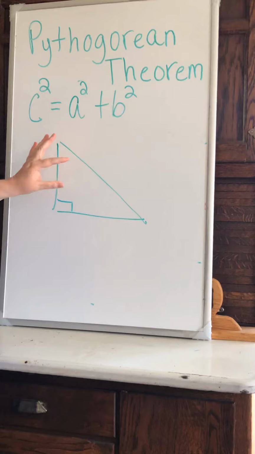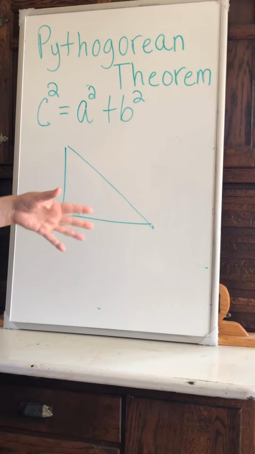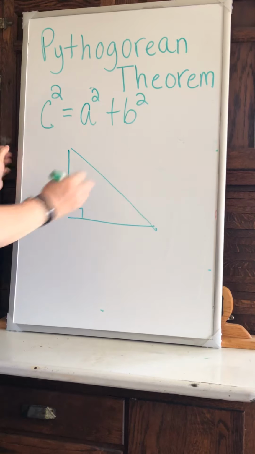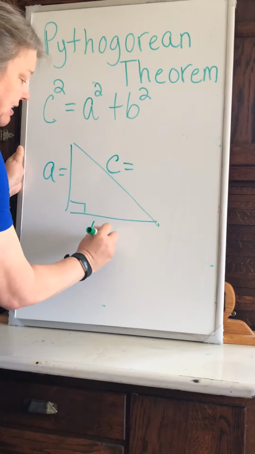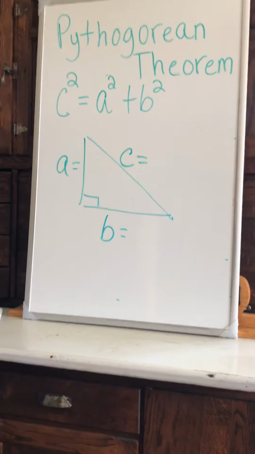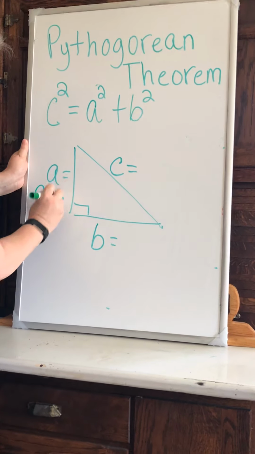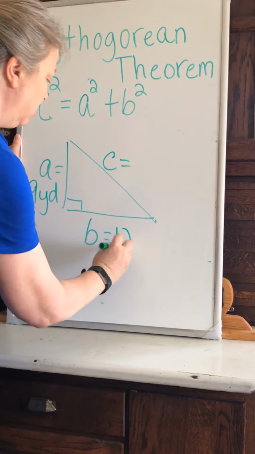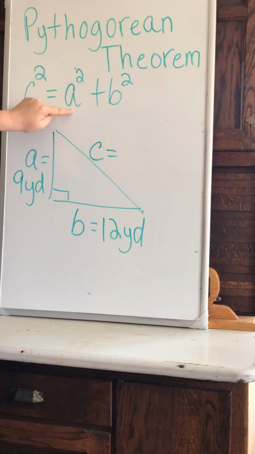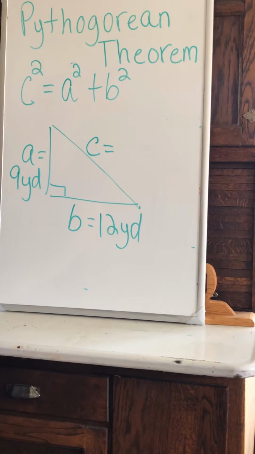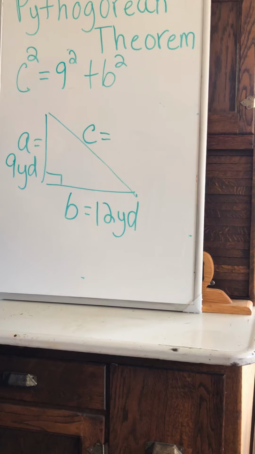Now, your triangle can be turned upside down, it can be turned sideways, it can be turned backwards. That's fine. It really doesn't make a difference as long as you know that this side is C right here and A and B can change unless it's otherwise stated. Now, we're going to look at what if A is 9 yards and B equals 12 yards? Well, C squared equals, what is A going to be replaced with? It's going to be replaced with the 9. And the B is going to be replaced with the 12.